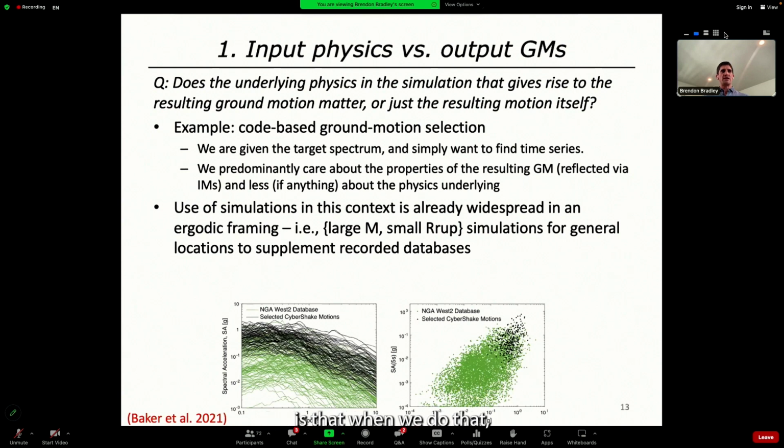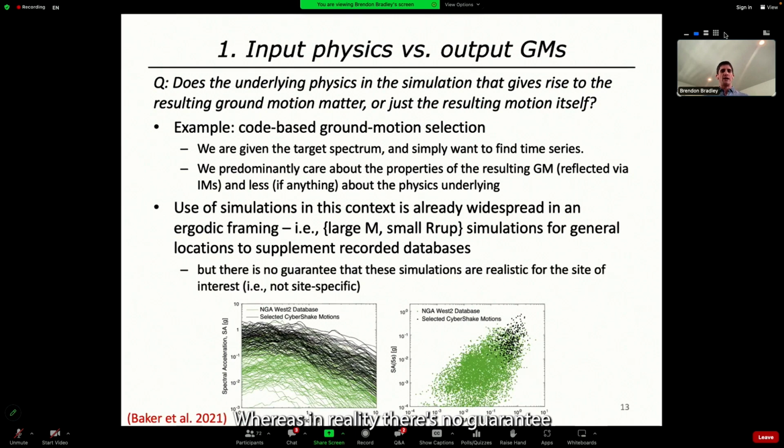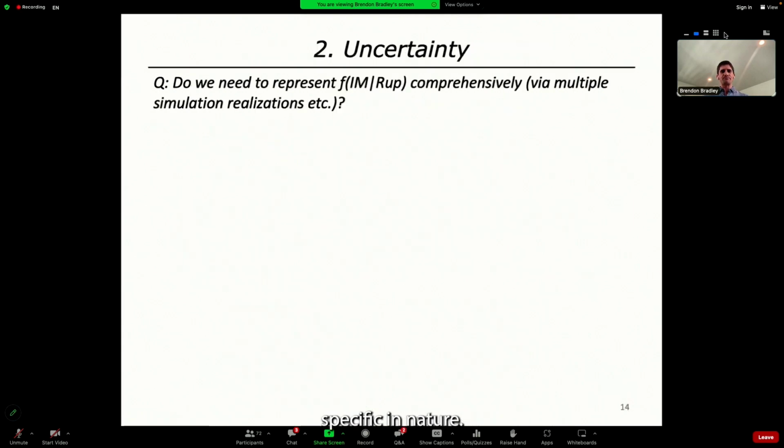One thing I would point out is that when we do that, we are still thinking about things in an ergodic framing, meaning that those simulations have sometimes been performed with a 1D velocity model, or with a 3D velocity model for other regions of the world, and we just make the assumption that the ground motion that's been recorded or simulated could occur at our site of interest, whereas in reality there's no guarantee or no actual calculation done to see if that's the case. So we are making use of simulations in this regard, but it is still, shall we say, ergodic and not site-specific in nature.